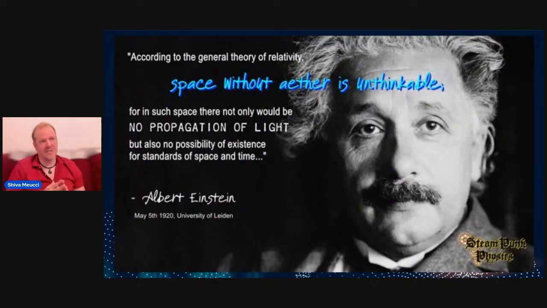And then in 1920, Einstein gives a speech at the University of Leiden, which can be summarized with: space without ether is unthinkable. Now one of the arguments about that is, oh, he was just talking about space-time. No, he wasn't just talking about space-time. "For in such a space, not only would there be no propagation of light, but also no possibility of existence for standards of space and time." So no propagation of light, meaning it is a light-bearing medium that he is referring to. He says it explicitly right there.